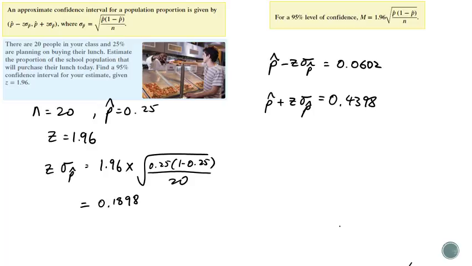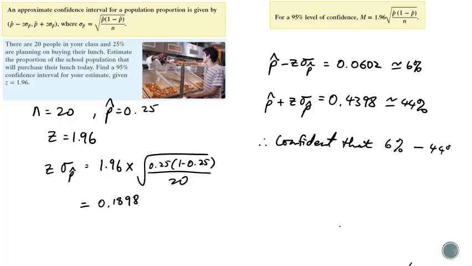Now, what does this all mean? Well, the confidence interval tells you approximately what percentage of people would actually, in this case, buy lunch. So you have approximately 6% here and approximately 44% here. That means you can be confident that 6% to 44% of people would buy lunch today.